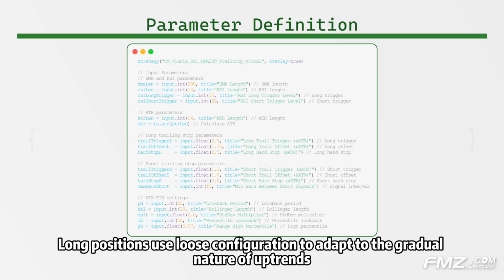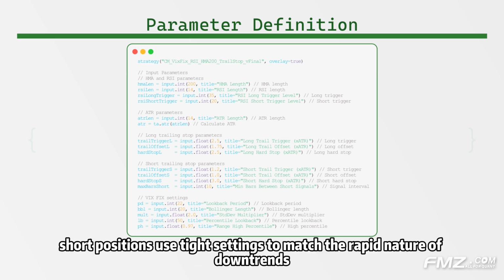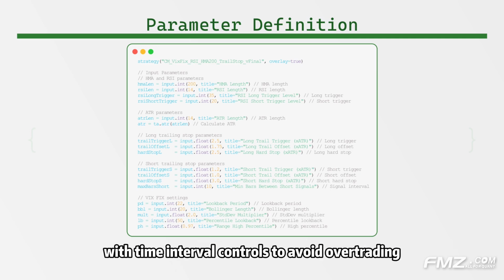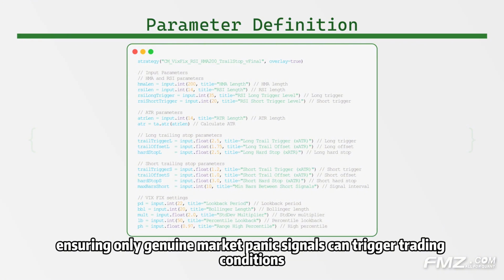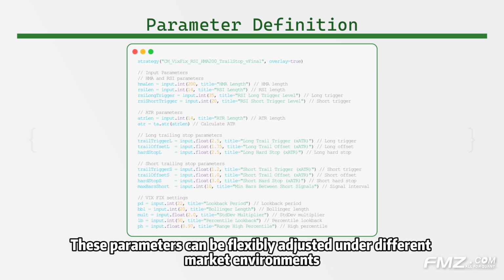Long positions use loose configuration to adapt to the gradual nature of uptrends, while short positions use tight settings to match the rapid nature of downtrends, with time interval controls to avoid overtrading. The VixFix parameter group works through multiple statistical indicators in coordination, ensuring only genuine market panic signals can trigger trading conditions. These parameters can be flexibly adjusted under different market environments.